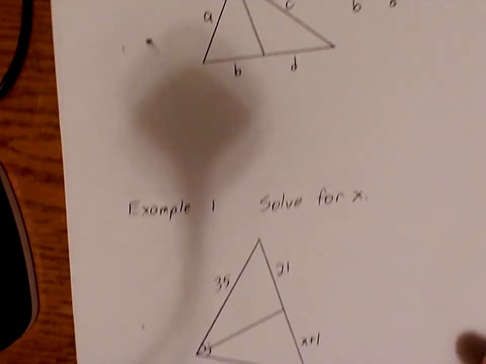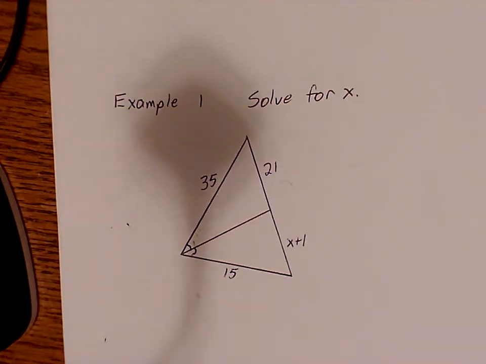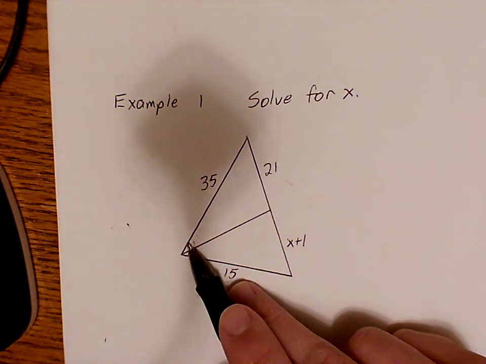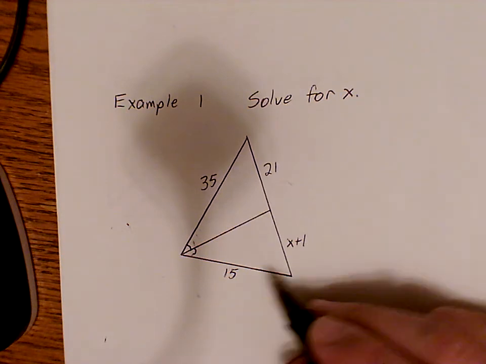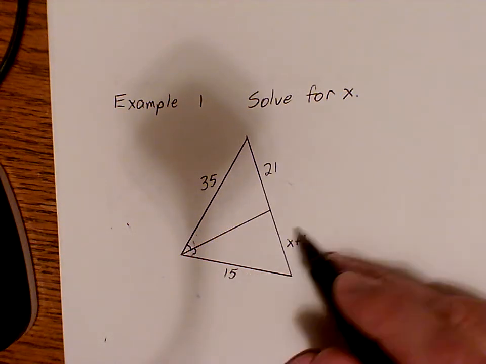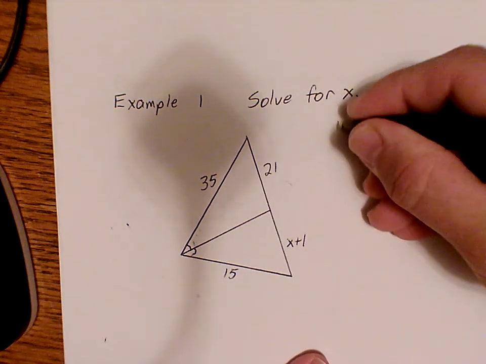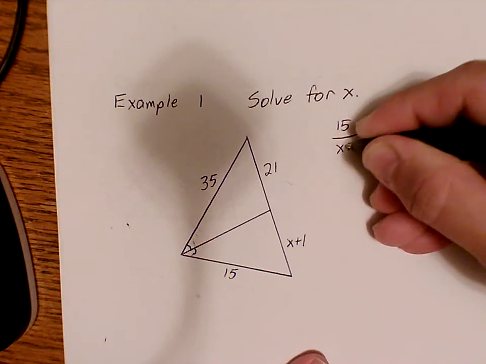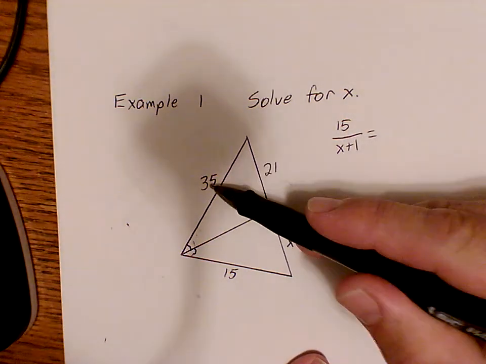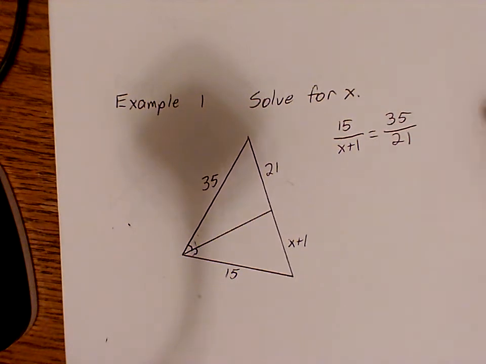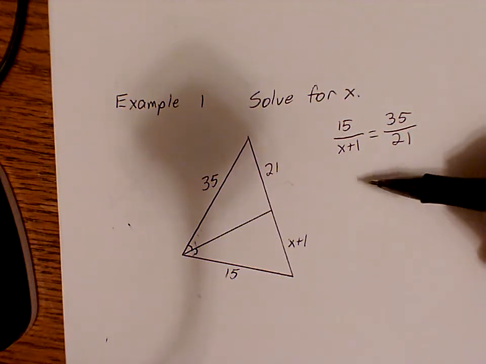All right, let's go ahead and take a look at example 1 here. So basically, we see that this segment in the triangle is an angle bisector. They're showing these two angles are the same. So we can go ahead and make our relationship. This could be considered our A, our B, our C, and our D. So I could do 15 over x plus 1 equals 35 over 21. There are a couple other proportions I could have made here, but that's what I'm going to go with. I'm going to keep it nice and simple on this video.